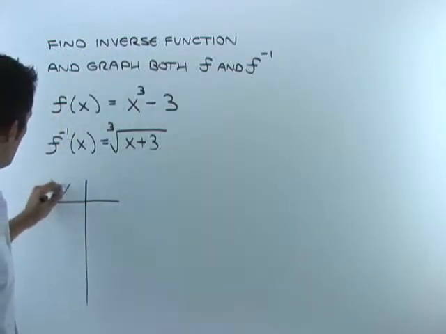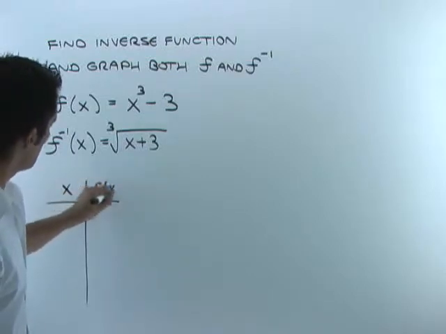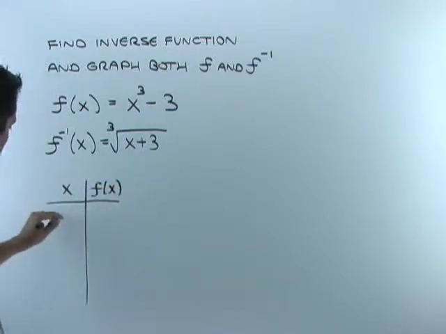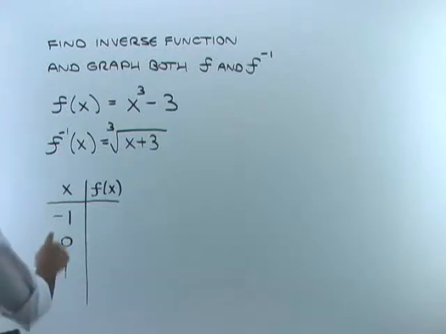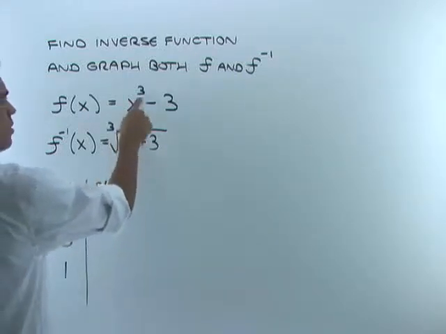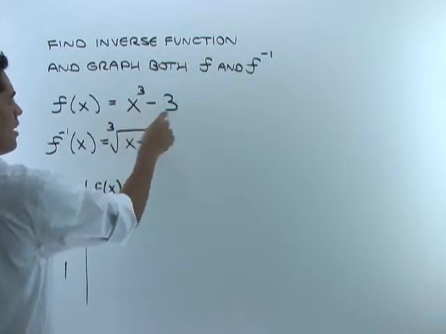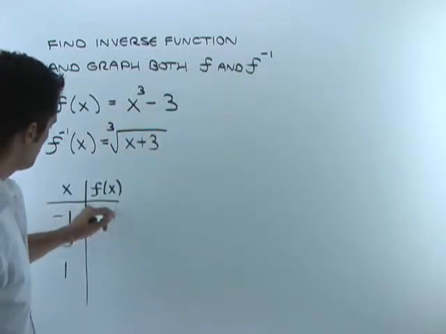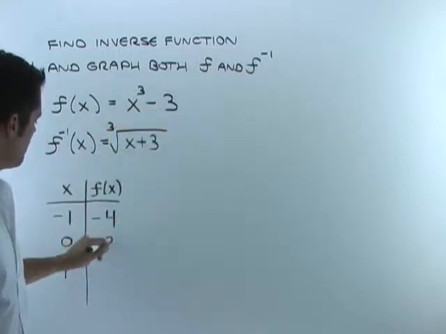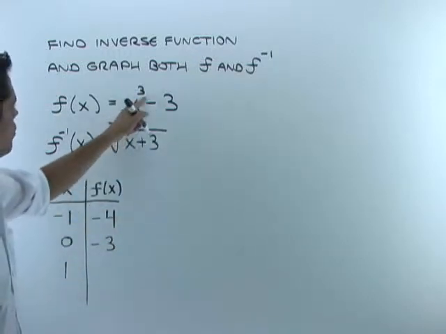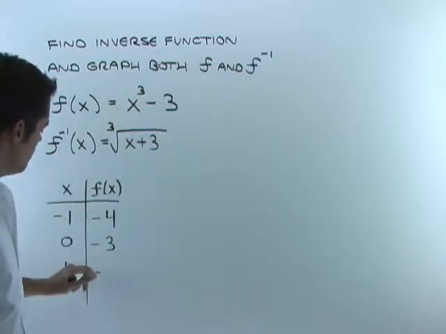I'm going to say here's x and here's f of x. So I'm going to plug in some values, like let's say -1, 0, and 1. Let's just see what happens. -1 goes here. -1 cubed is -1. -1 minus 3 is -4. Plug in 0. 0 cubed is 0 minus 3. It's going to be -3. And if we plug in 1, 1 cubed is 1 minus 3 is -2.